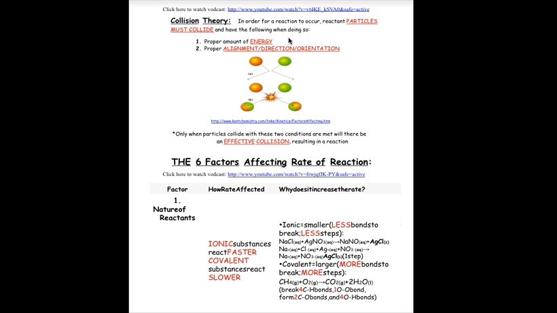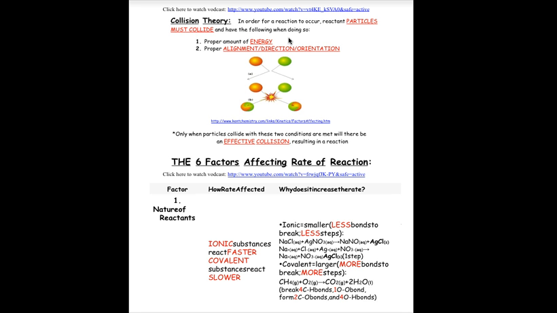So you can think to yourself in your head, what can I do to those students to make them react faster? How can I make them collide more? And we're going to look at things like temperature, concentration, pressure, etc. Now, not everything that we're going to look at in the next section is going to do that. For example, if you look at the bottom, the nature of the reactants really has nothing to do with that particular section, but we're going to look at it anyway. Well, let's look at the bottom one here.